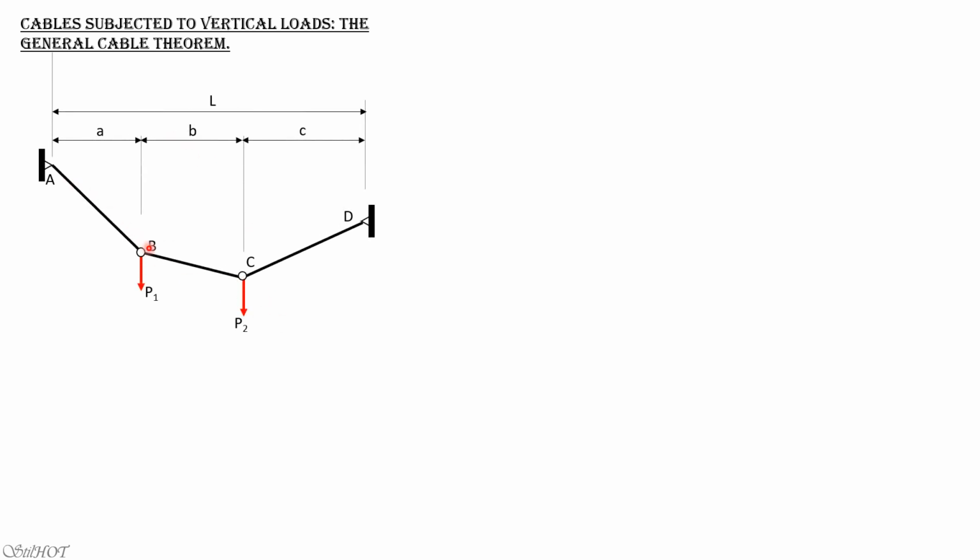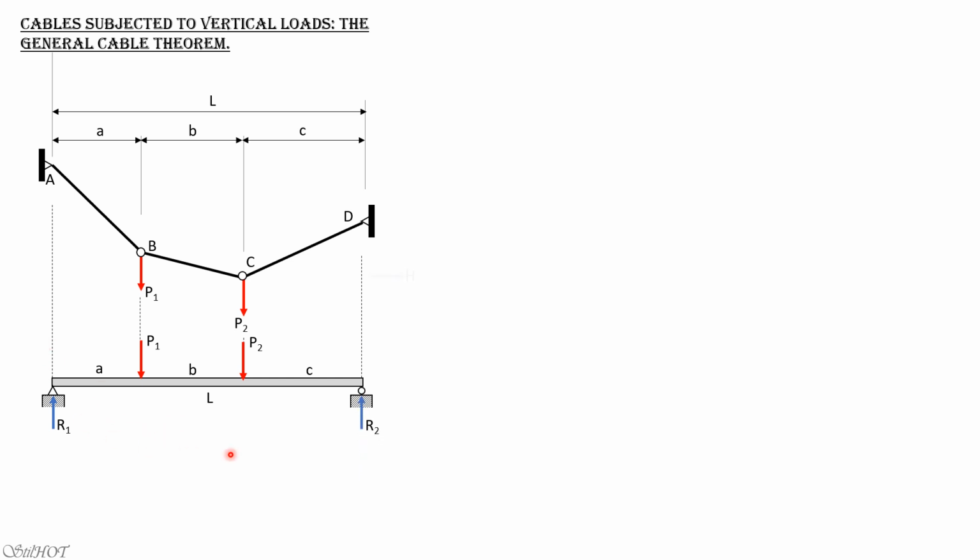So let's consider this cable subjected to concentrated loads P1 and P2. These are the elements, and we draw a beam which is of the same horizontal span and subjected to the same loadings at the same position of loadings. So if this is a simply supported beam, the loads are the same, P1 and P2, and the distances the same. Then the reactions, let's denote them as R1 and R2 in the beam.